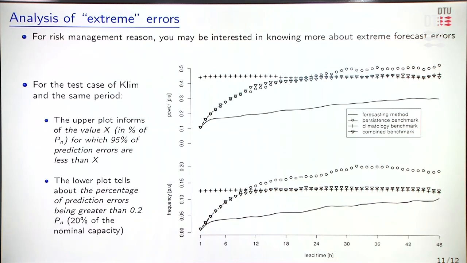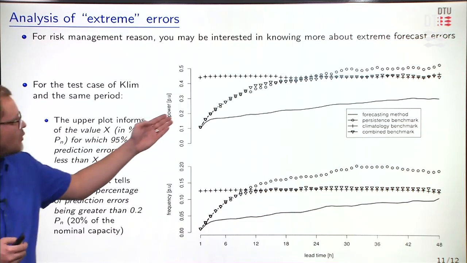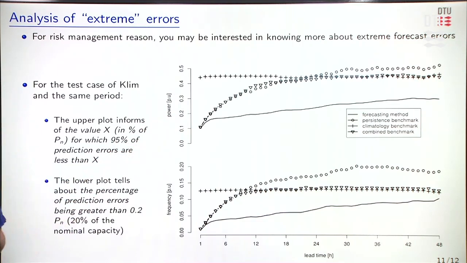Eventually, for risk management purposes, you may be interested in reanalyzing these distributions and, for instance, looking at certain quantiles of these distributions. So for the test case of Klim and for the same period, we can look at the errors for which 90% of them are less than a certain level. So this would be what is shown here. Or you can have some other plot where you look at the percentage of prediction errors that are greater than a certain level, so for instance here, 20% of the nominal capacity.